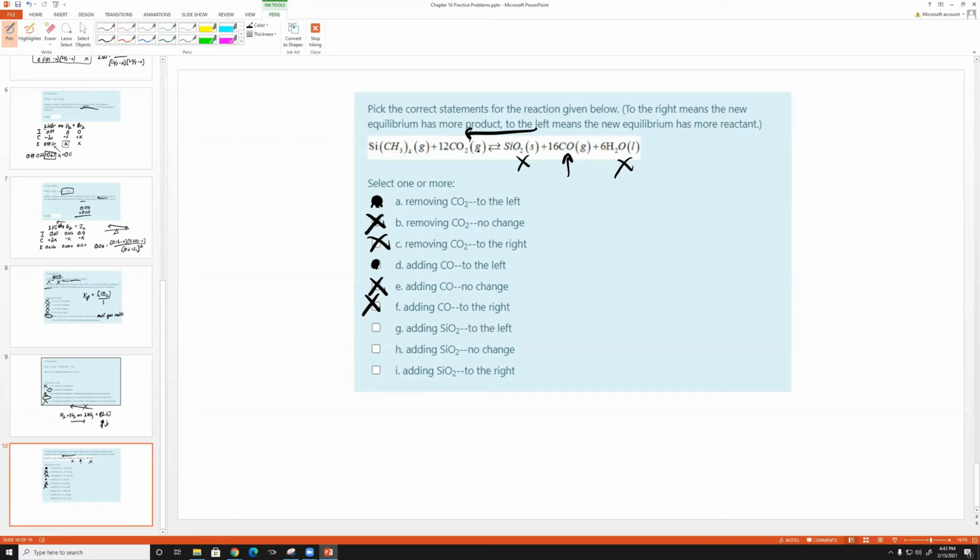Adding silicon. Now, in this case, silicon dioxide is a solid. So it won't go to the left. It won't go to the right. It'll be no change. So that is your answer. That's the last one I have here.